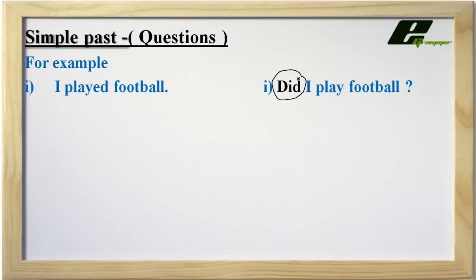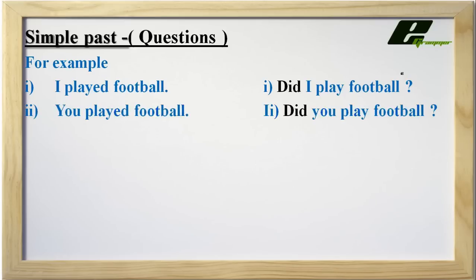Understood? Now listen, what I have done here while making a question of simple past, I write this sentence as it is here, but I made a small change in that. I use the base form of the verb. Instead of played, I use play. When I use play, and when I add did at the beginning of the sentence, so, did I play football? And that sentence becomes a question. Wow, isn't that simple?